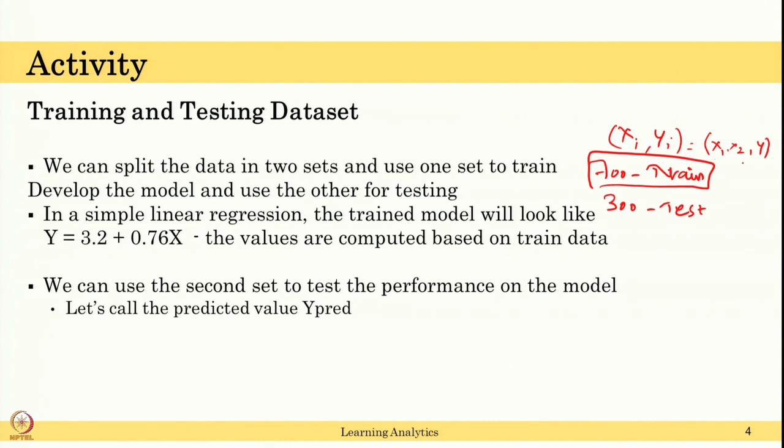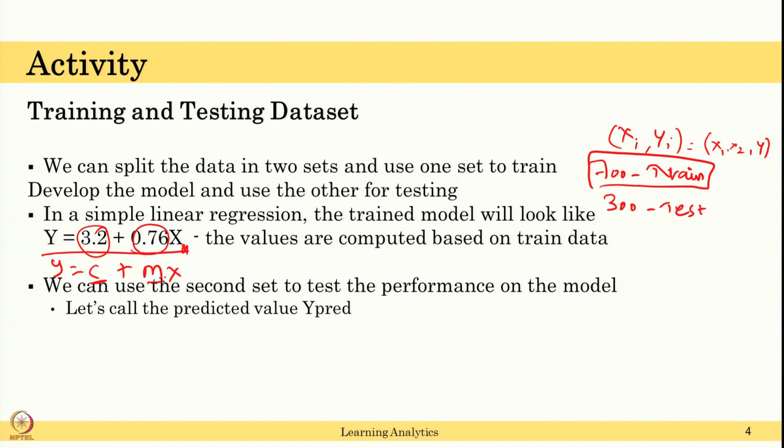In a simple linear regression, the trained model will look like this. I consider only the simple linear regression, which means I have only x1, no x2, x3. So, this looks like y equal to mx plus c, the slope equation we studied in class 8 or so. The values 0.76 and 3.2 are computed based on the training data. Given the 700 training data, the algorithm computes the values of c and m in y equal to c plus mx.